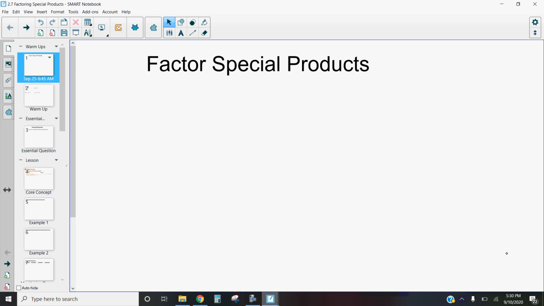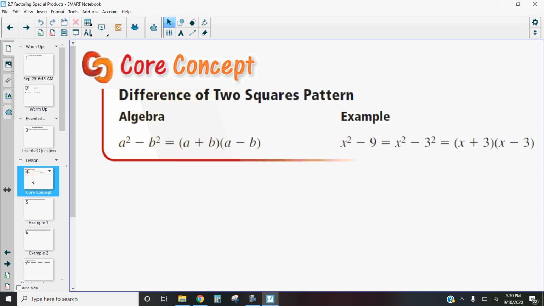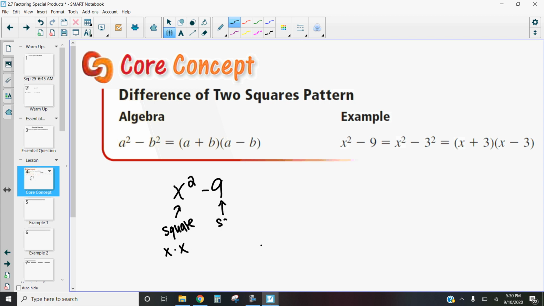In this video, we're going to be discussing how we factor when we have special products. When we have these special products, our polynomial is going to look like some unique things. Our first example is the difference of two squares pattern. That means we'll have a problem that looks like this: x squared minus 9. Notice x squared is a square of a number, it's x times x, and 9 here is a square. It's 3 times 3.